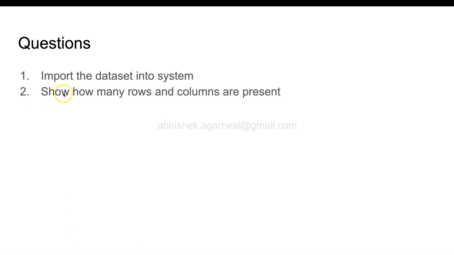Now, the second thing is to show how many rows and columns are present. Why is this important? Because you need to know what you are dealing with, right? At a high level, you should know whether you have, let's say, 10 columns and 5,000 rows, or 100 columns and 100,000 rows. If we don't know this, we may run certain functions which will take a lot of time when processing the data. If the data set is small, you can run almost any function.